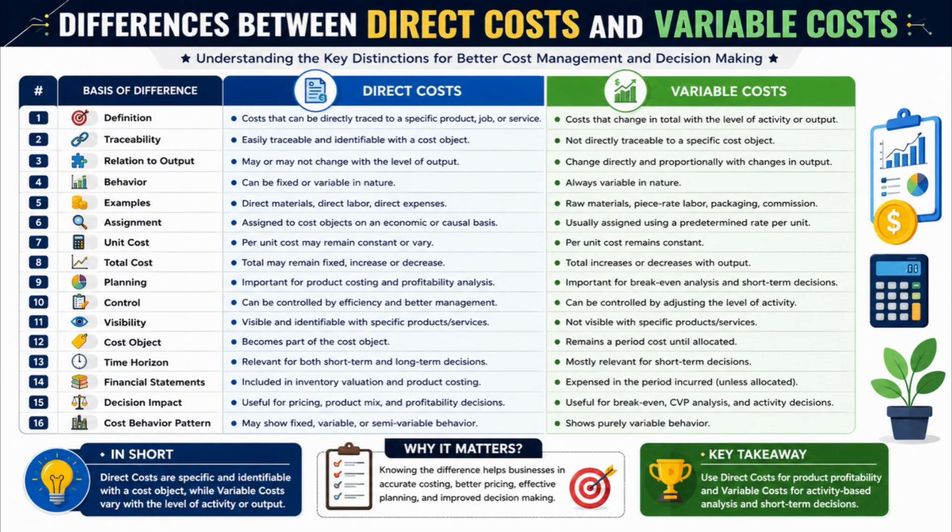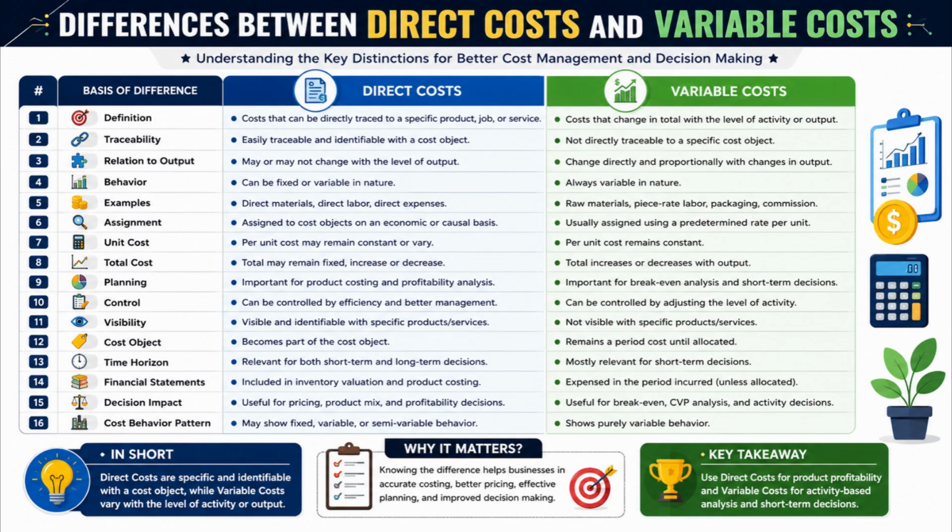Number 12. Direct costs usually focus on traceability, whereas variable costs focus on cost behavior. Number 13. Direct costs are often identified at the production stage, whereas variable costs are monitored throughout operational activities.